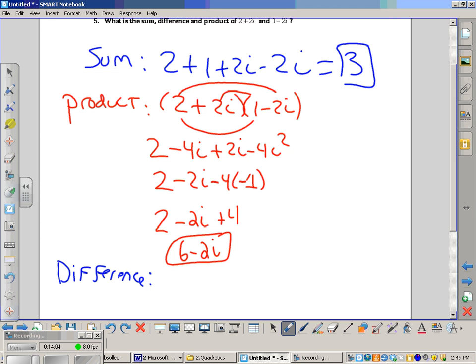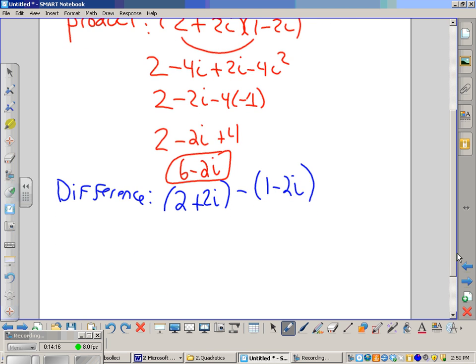So, difference. I'm going to take the difference, so there could be 2 answers, but let's just take 2 plus 2i and subtract 1 minus 2i. So if we do that, this honestly, guys, is just testing, do you know how to distribute the negative? So 1 plus 4i.